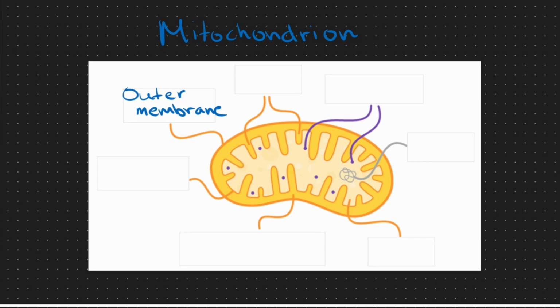Here we have the inner membrane. It is folded into cristae, so these are the cristae. And these folds increase, so the cristae increase the surface area for the proteins and the enzymes involved in respiration. Here we have the inner membrane.